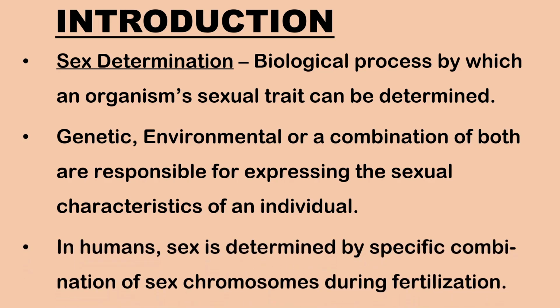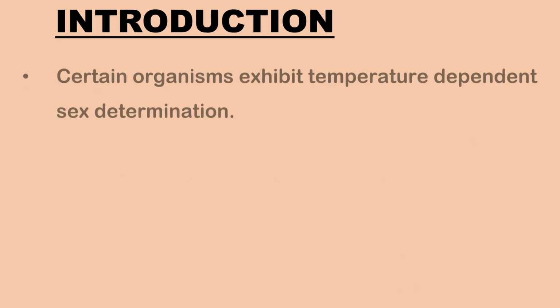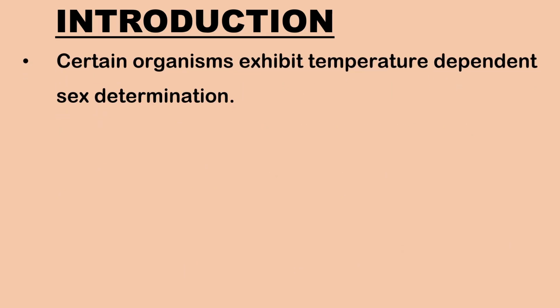In humans, sex is determined by a specific combination of sex chromosomes at the time of fertilization, known as genetic sex determination. Certain organisms exhibit temperature-dependent sex determination during critical periods of development, a process known as environmental sex determination.